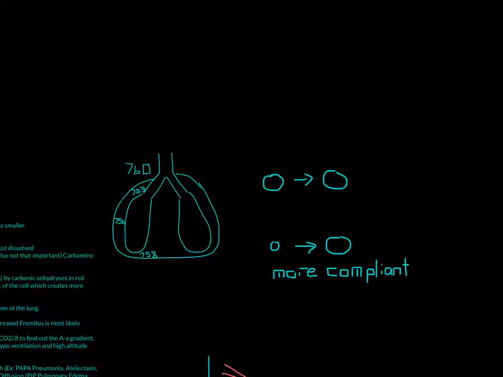So those are the 2 takeaways I want you to remember. There will be higher ventilation because of compliance. Compliance is higher at the base because the alveoli are smaller, because there's a smaller gradient. And perfusion is higher because the right side of the heart is weaker relative to the left side, and therefore gravity is going to play a bigger part, causing a higher perfusion here.